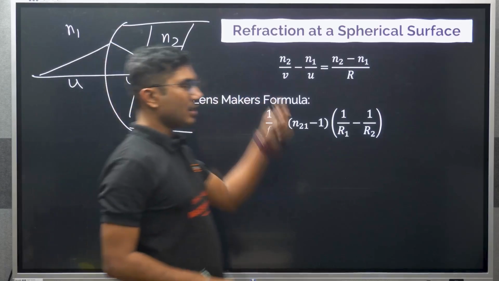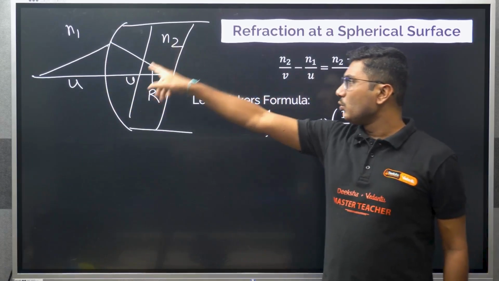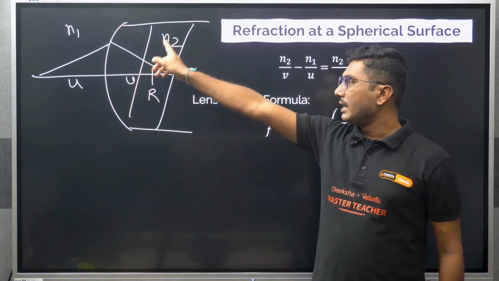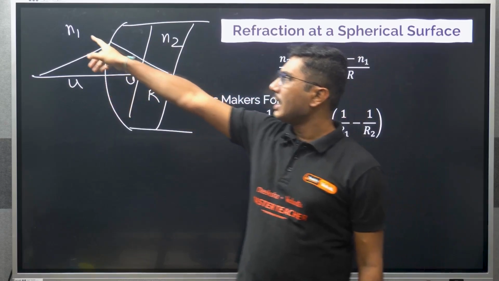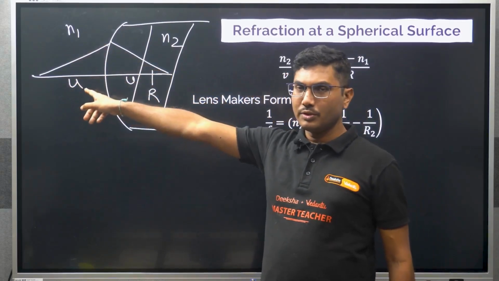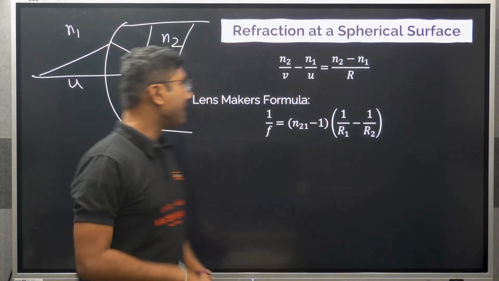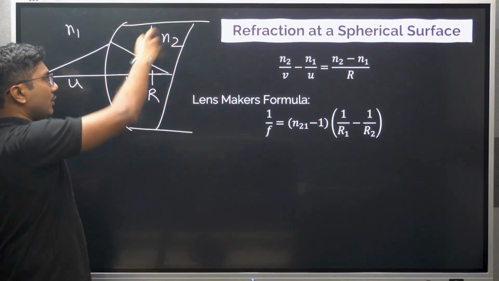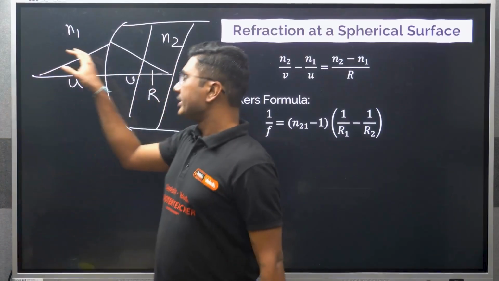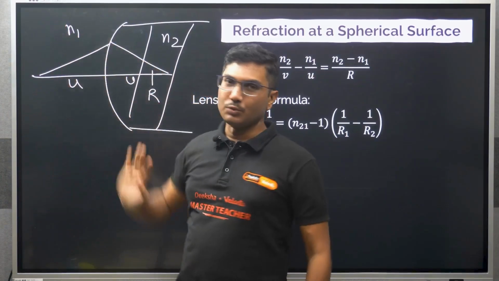Then this is the formula you have to remember: N2 by V minus N1 by U equals N2 minus N1 by R. V is in the second medium, so N2 by V. U is in the first medium, so N1 by U.